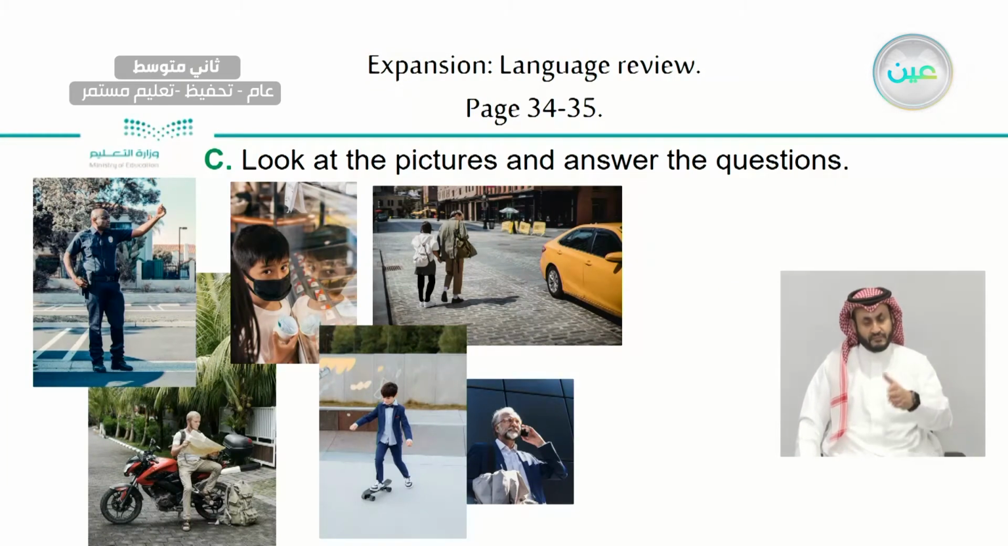Now, let's take a look at this picture. Look at the pictures because we are going to answer questions about them. Here we have 1, 2, 3, 4, 5, 6 pictures. Look at the first picture. What do you see here? What is this man's job? This is a policeman. He's wearing a uniform, and this picture is taken of the policeman doing his job.